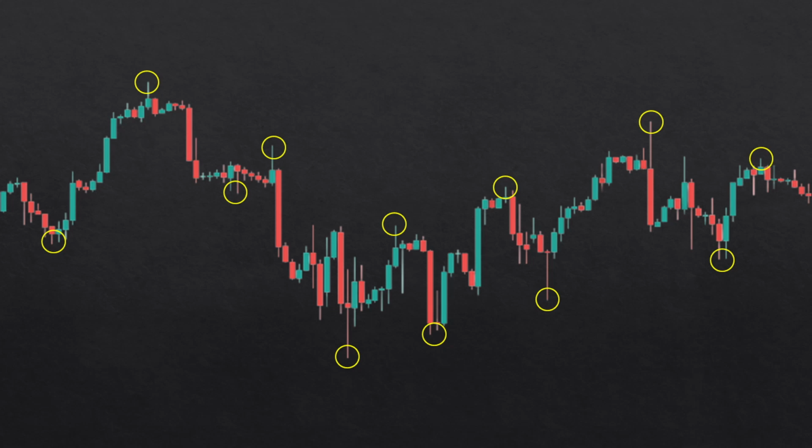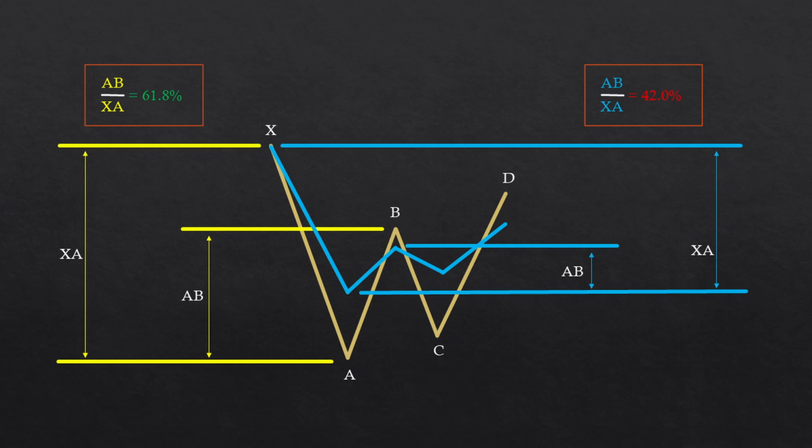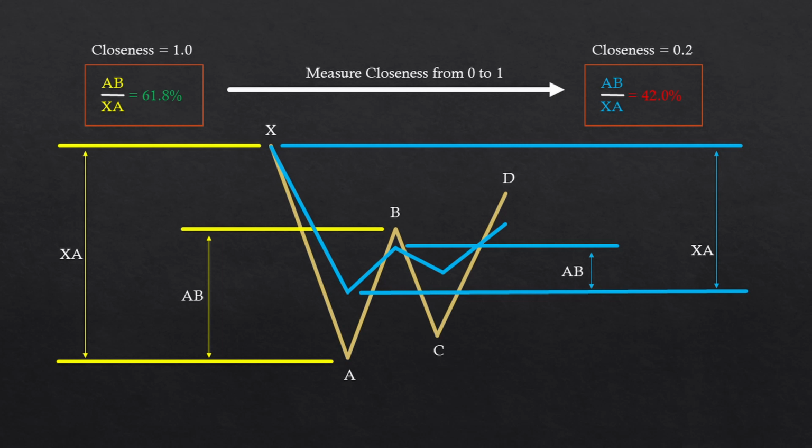First, we need to develop a workflow for detecting and trading the harmonic patterns. We'll start by processing the prices into local highs and lows, and then we will make a comparison between an observed pattern and the ideal pattern. We'll do this by measuring the ratios, quantifying their closeness from 0 to 1, where 1 is a perfect pattern and 0 is an imperfect pattern. In this case, the blue pattern has a low closeness value, so we will discard it.